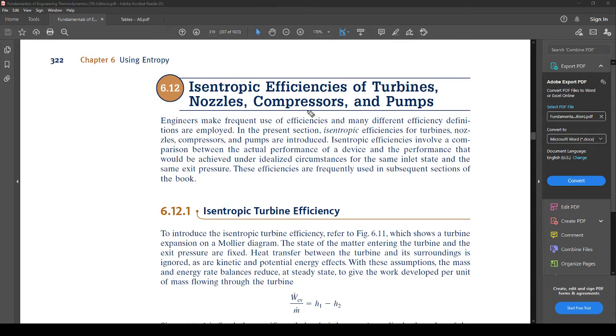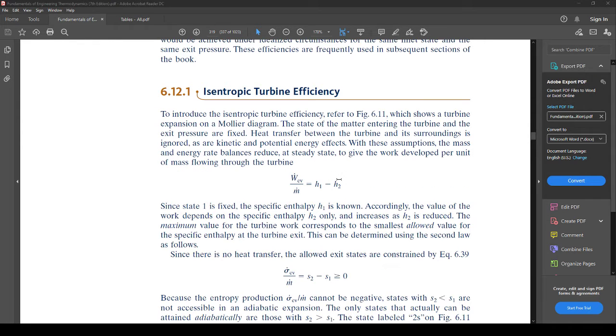Now, we'll get to compressors and pumps in just a minute, but they are actually in a weird reverse. You have to remember what compressors and pumps are doing in order to get this equation right. But we'll get that in just a second. Those aren't exactly the same.